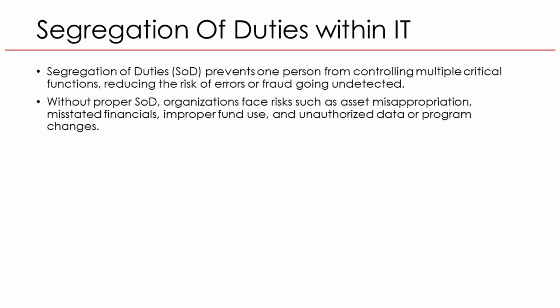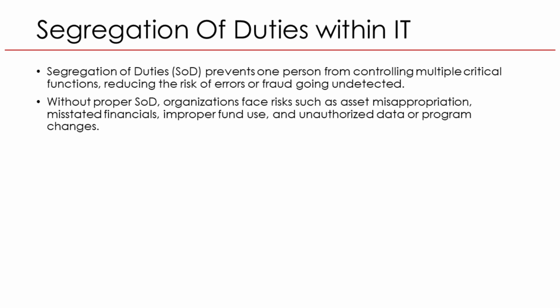Segregation of duties, SOD, is a key control that prevents any one person from having too much control over critical business or IT processes. It ensures that no single individual can initiate, approve, and record a transaction without oversight. Segregation of duties ensures that no one person can perform multiple roles that could create a conflict of interest or a control weakness. It's about separating responsibilities so that one person's work is checked or balanced by another's.